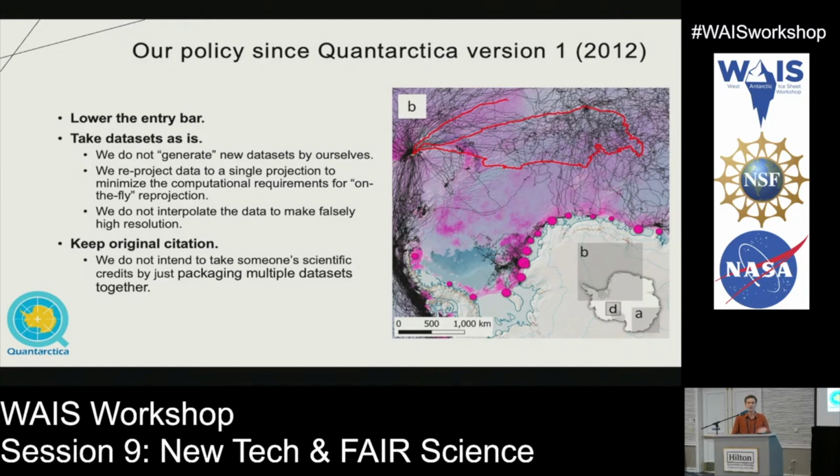And we want to point users towards, so if you're using Quantarctica, you should be citing the original data citation. So maybe cite Quantarctica, but then also cite the original, so we don't want to steal citations from people who are creating the data.